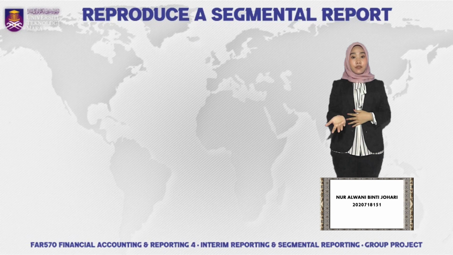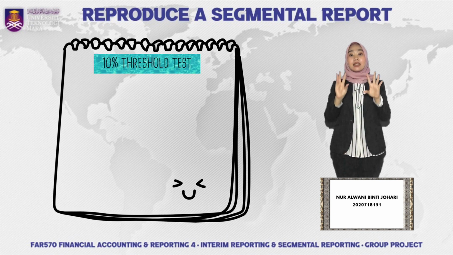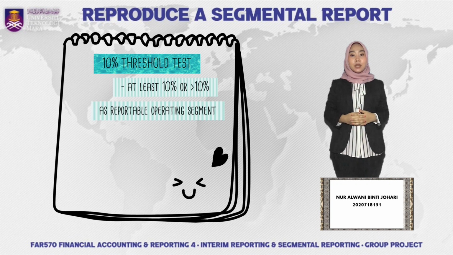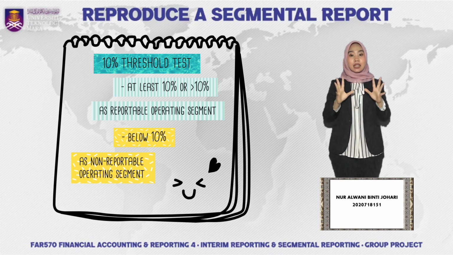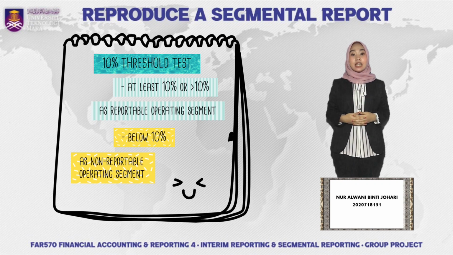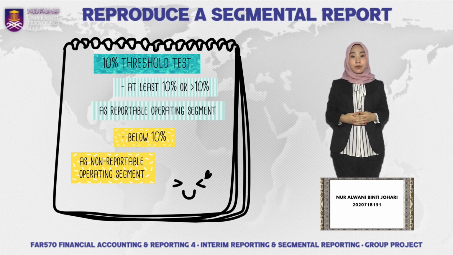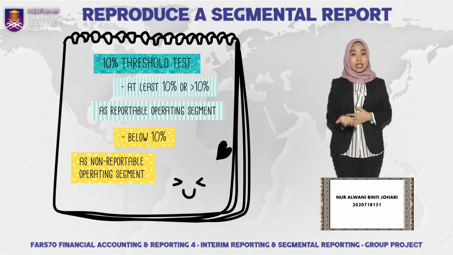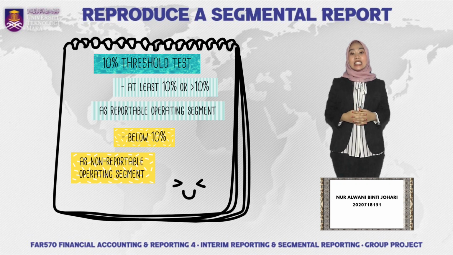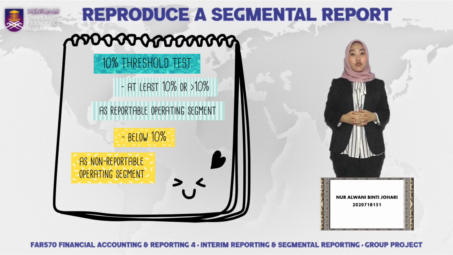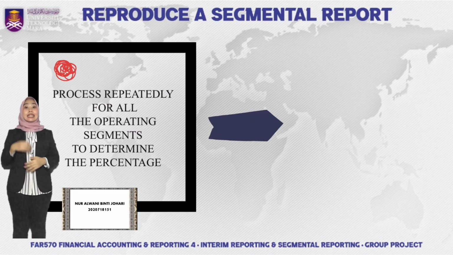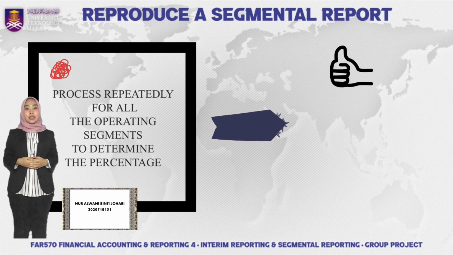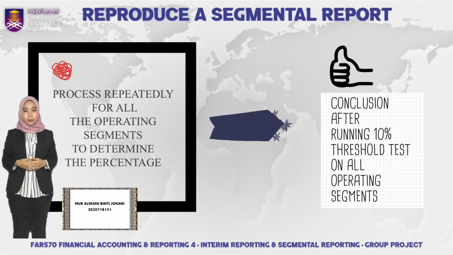All the processes above are to determine that the percentage from the test must be at least 10% or more of all segments' combined revenue. If a segment satisfies the 10% test, it should be classified as a separately reportable operating segment. This means that you will have to provide disaggregated financial information specific to that segment's operations. The process continues repeatedly for all operating segments.